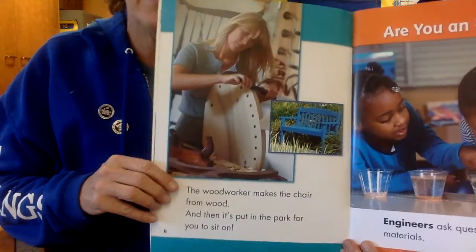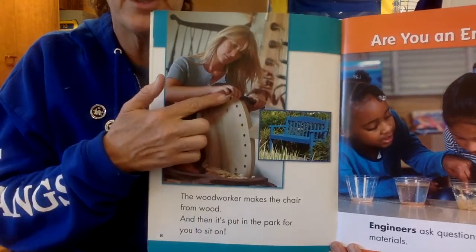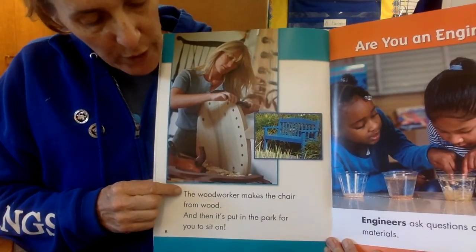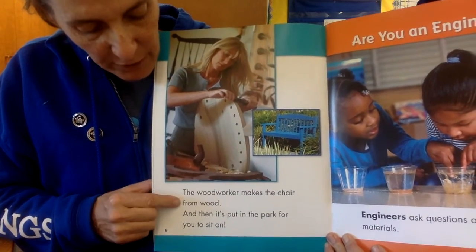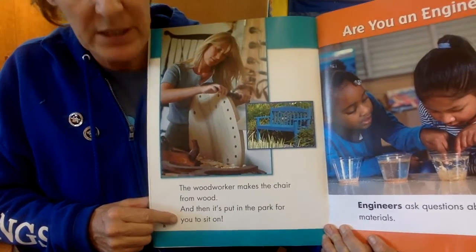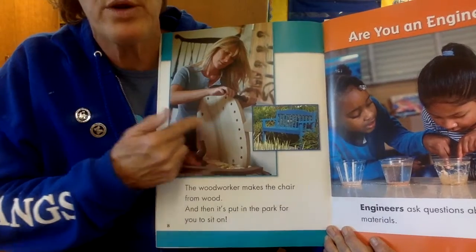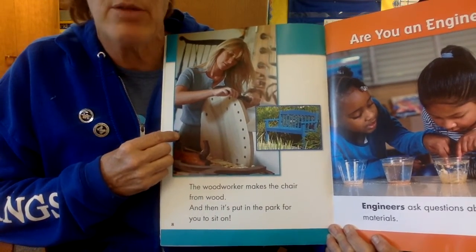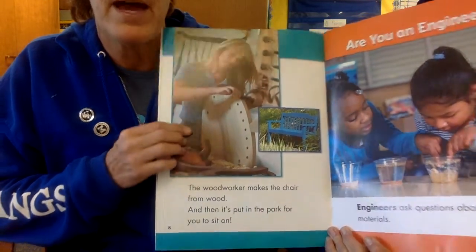Finally, the last page, this is a woodworker. The woodworker makes the chair from wood, and then it's put in the park for you to sit on. So that's a woodworker is the final part of making the chair from that wood that started off as a tree. So now you're going to put some things in order.